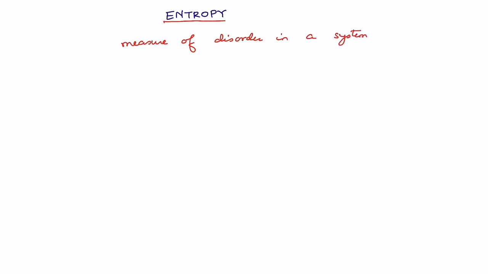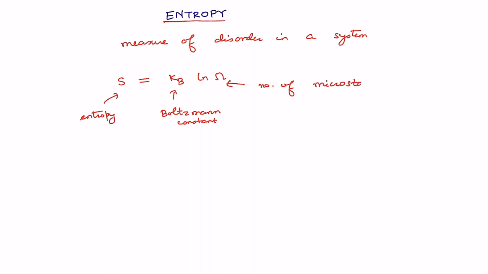Entropy was first discovered in thermodynamics, and in classical statistical mechanics it is given by this expression or formula, S is equal to KB logarithm of omega, where S is the entropy, KB is the so-called Boltzmann constant, and omega is the number of microstates in a system.